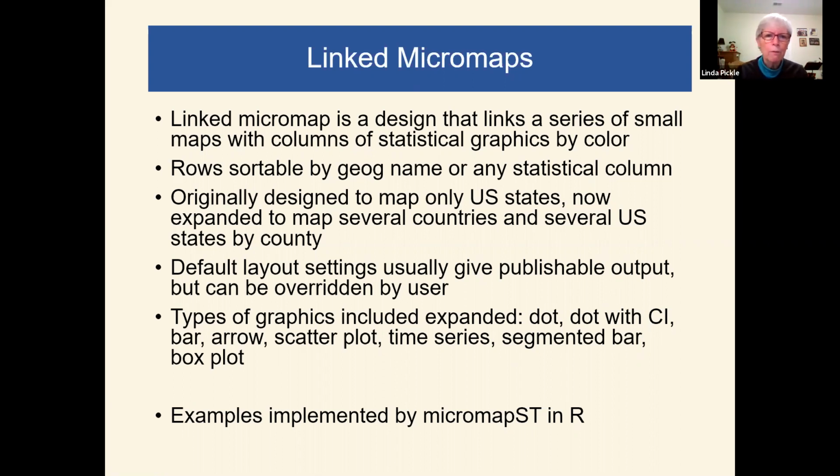So the linked micromaps, it's a design that links a series of small maps with columns of statistical graphics by color. The rows are sortable by geographic name or any statistical column. They were originally designed to map only US states, but now they've been expanded to several countries and several states, US states by county within the state.